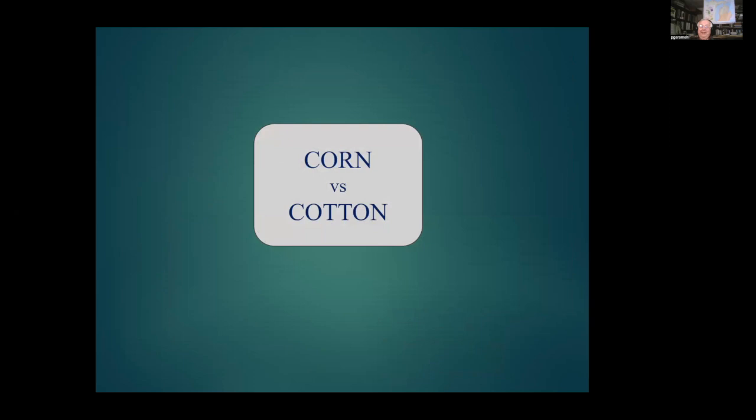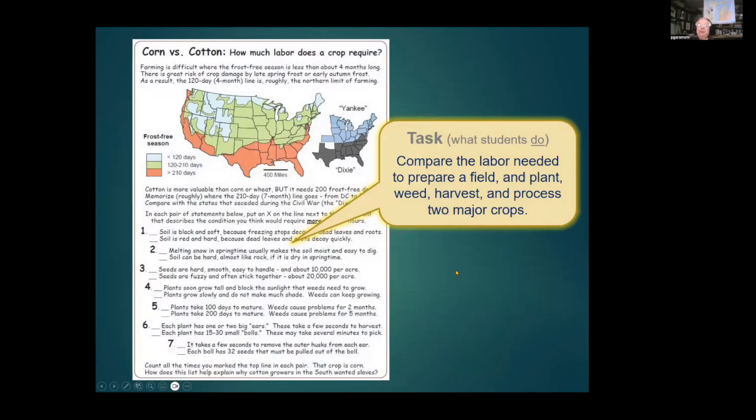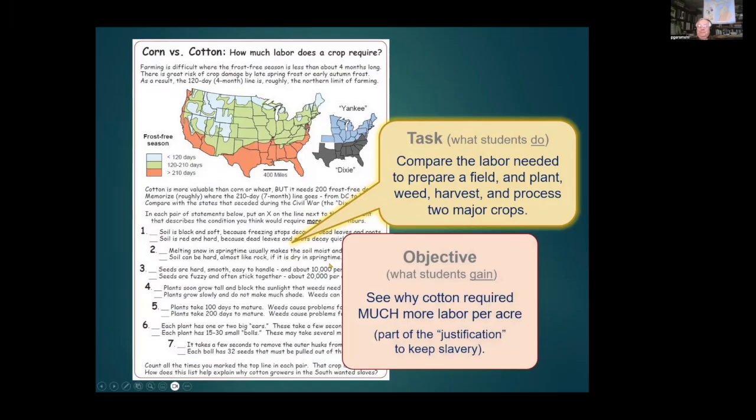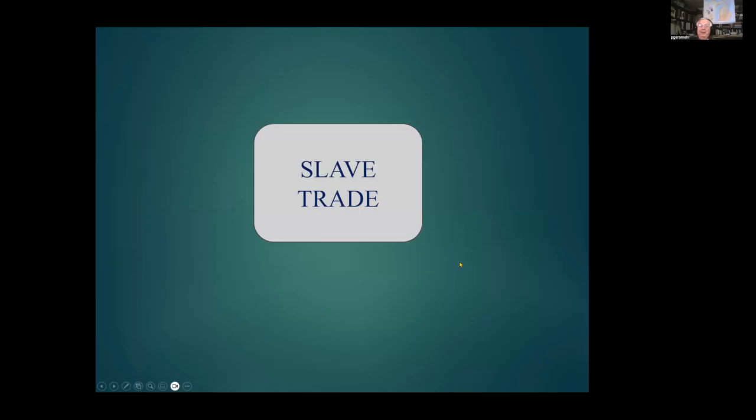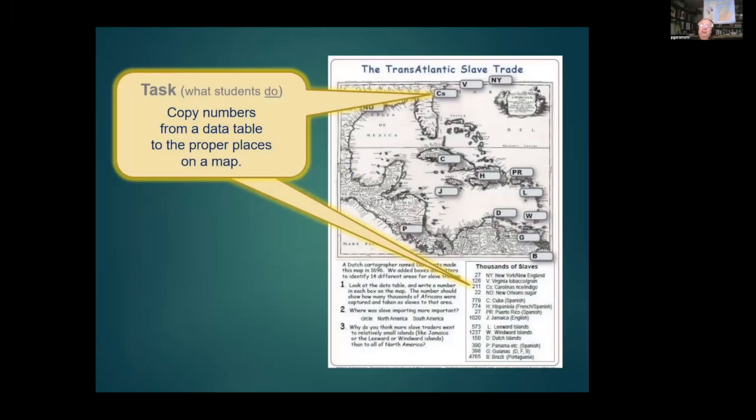Corn versus cotton is not a competing opinion. It's a geographical fact that if you go through 7 steps, you find out that it took about 20 times as much work per acre to grow a cotton crop as to grow a corn crop. This is part of the justification for slavery, and we've got a little mini activity where students copy numbers from the table that you see down at the bottom onto the different locations on the map.